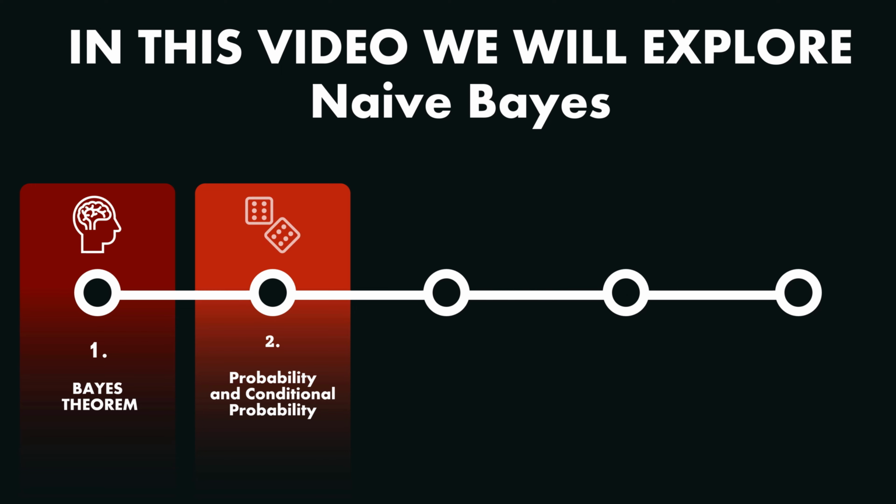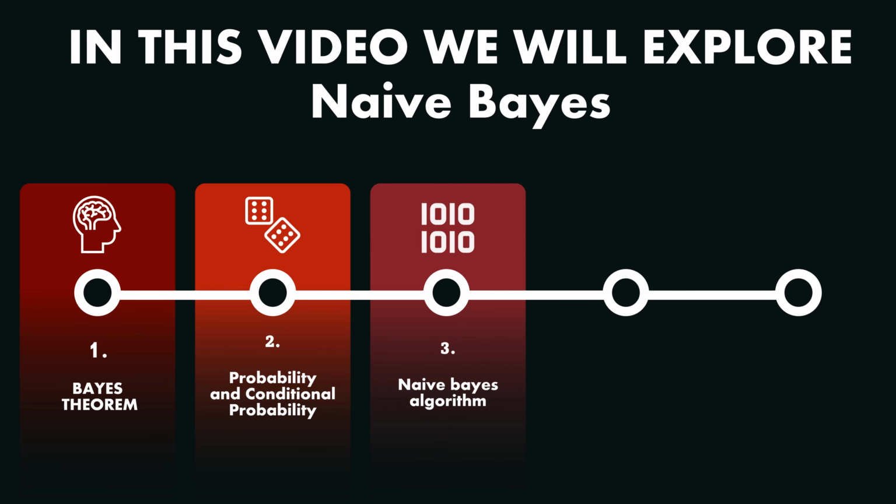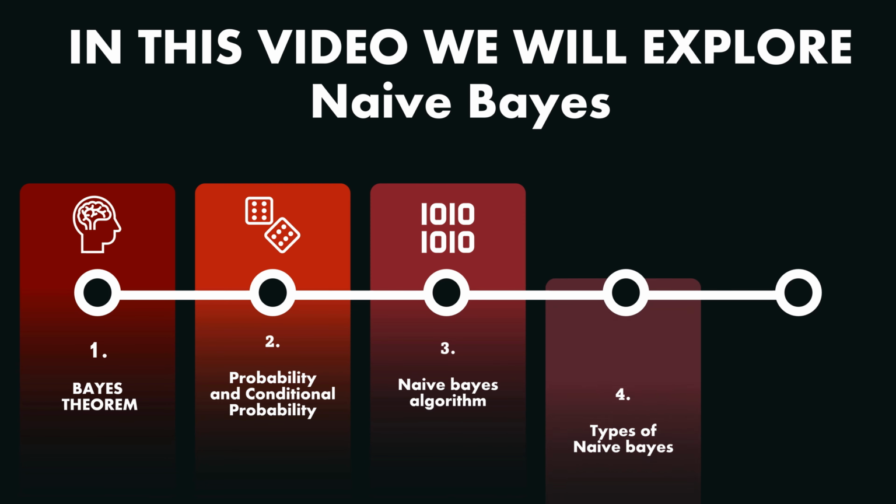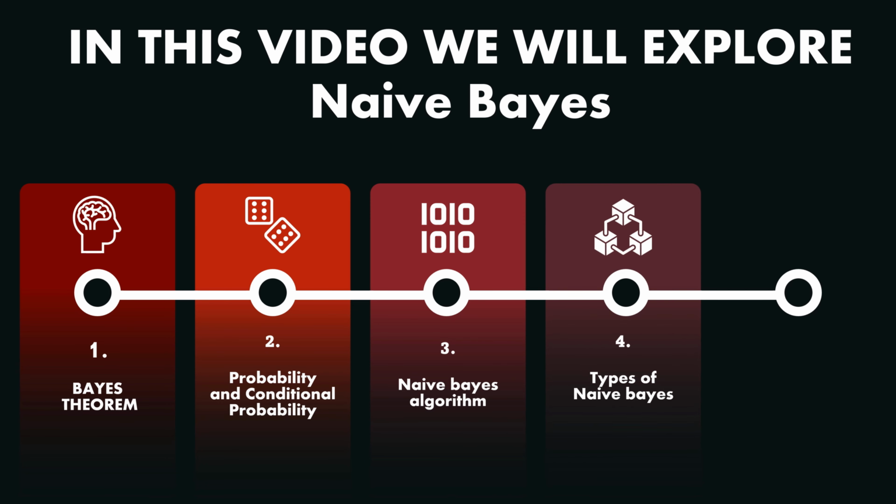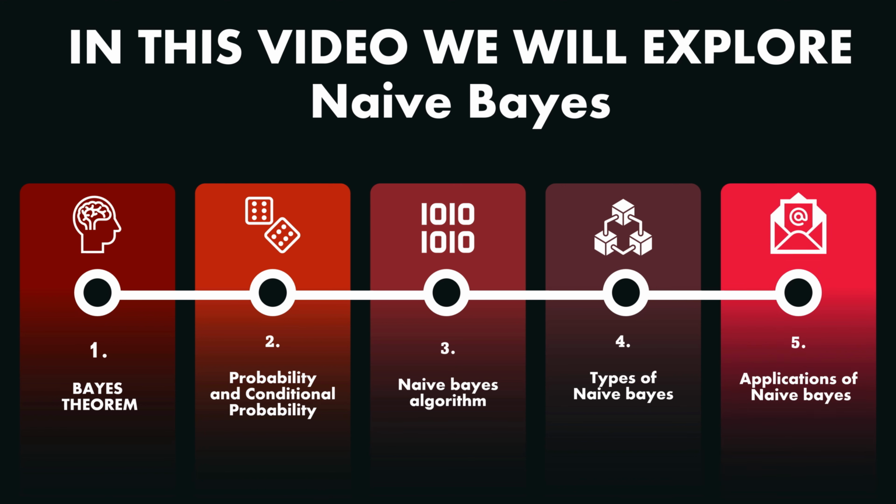We will explore the fundamental concepts behind naive Bayes, including Bayes' theorem, probability and conditional probability, and how they all come together to form the naive Bayes algorithm. We will also take a look at the different types of naive Bayes classifiers and their unique features, as well as the various applications in real-world scenarios.